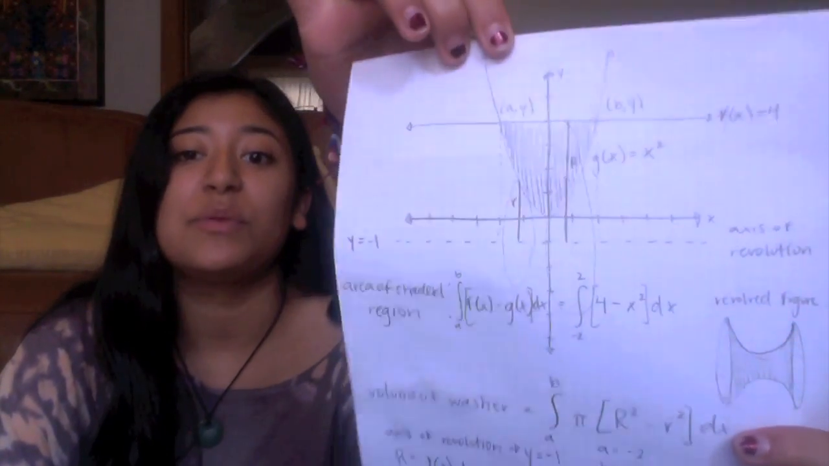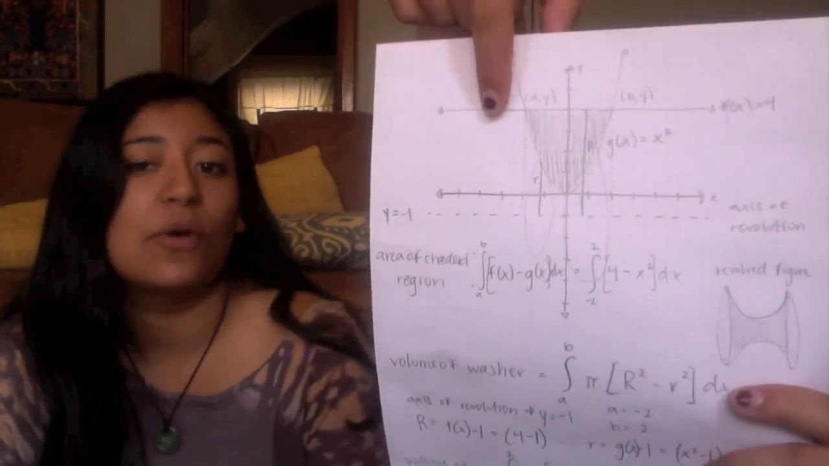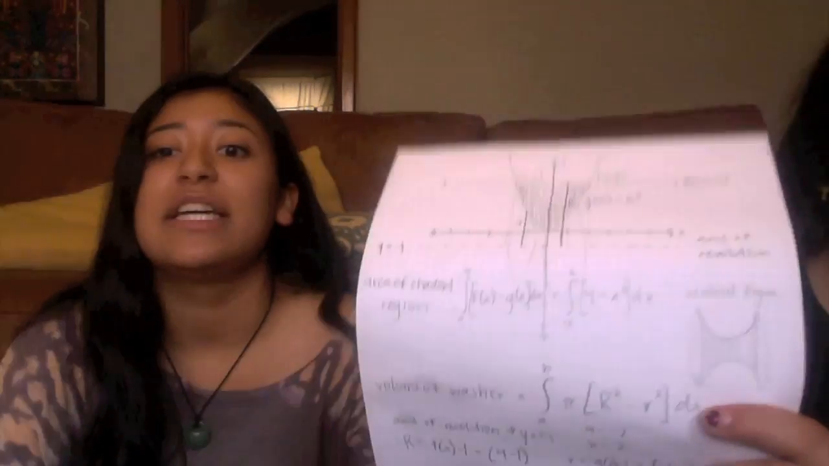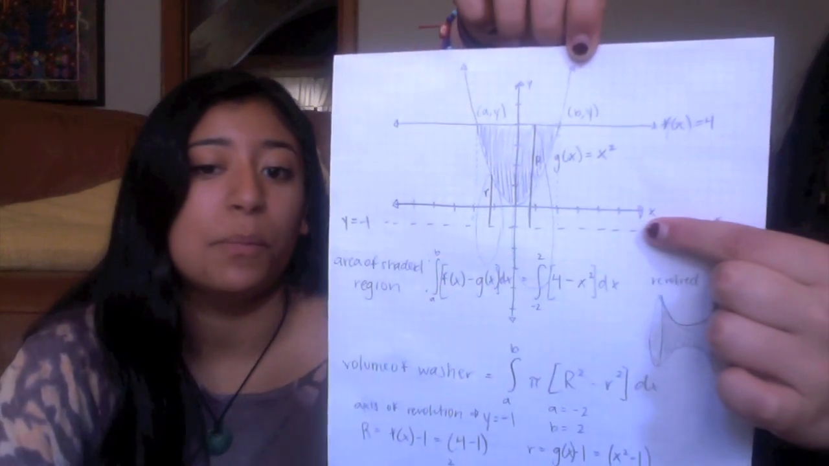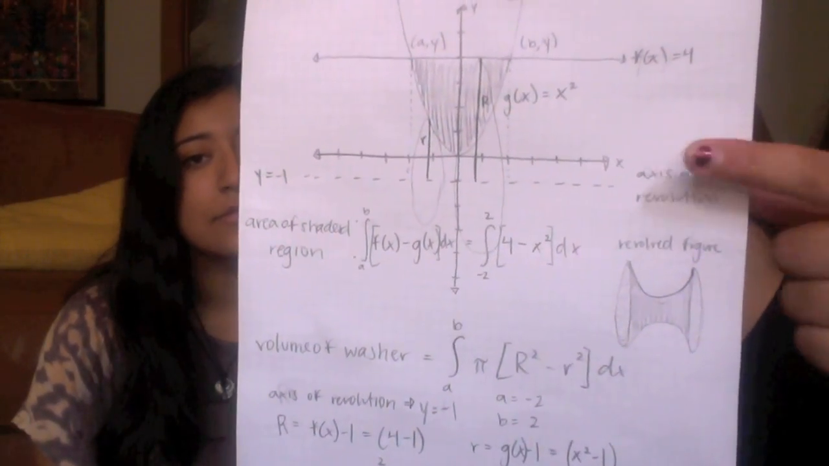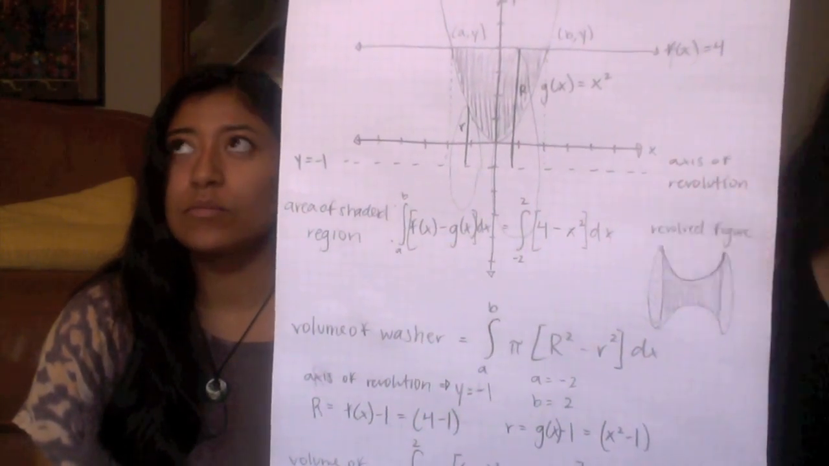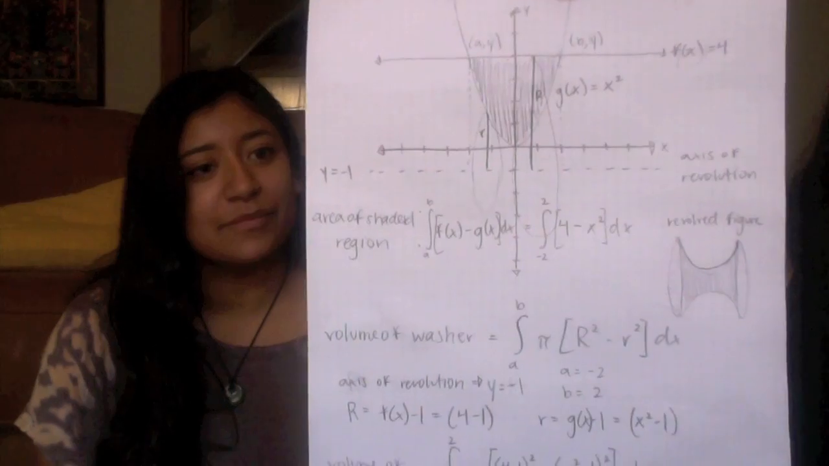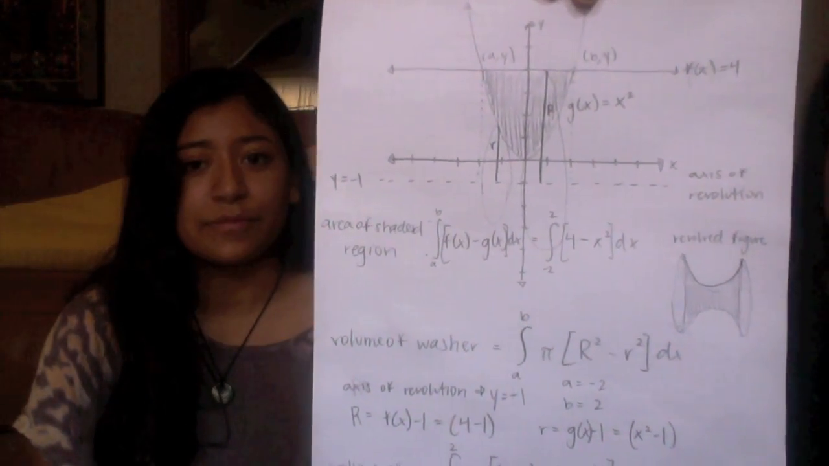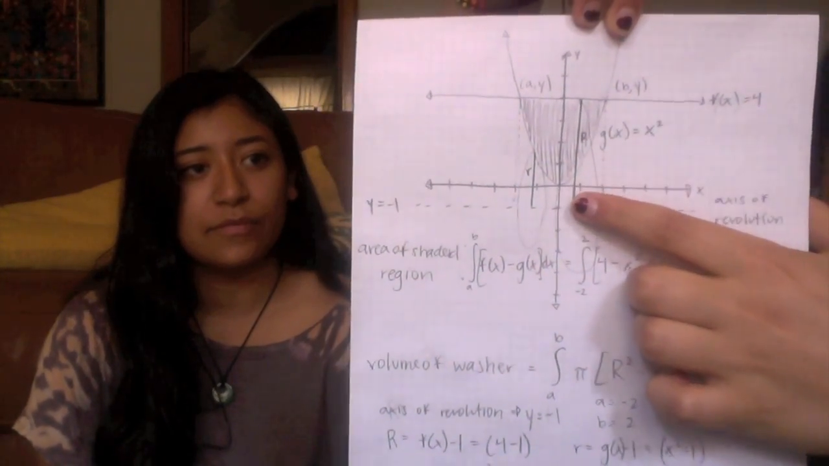The area is bounded between x equals -2 and x equals 2, where the upper function is f of x equals 4 and the lower function is g of x equals x squared. But how do you account for the axis of revolution being y equals -1? Because the axis of revolution is 1 unit lower than the x-axis, the big R function will be f of x plus 1 and little r function will be g of x plus 1. We can incorporate this information into the equation so that it becomes the integral from -2 to 2 of pi times (4 plus 1) squared minus (x squared plus 1) squared dx.